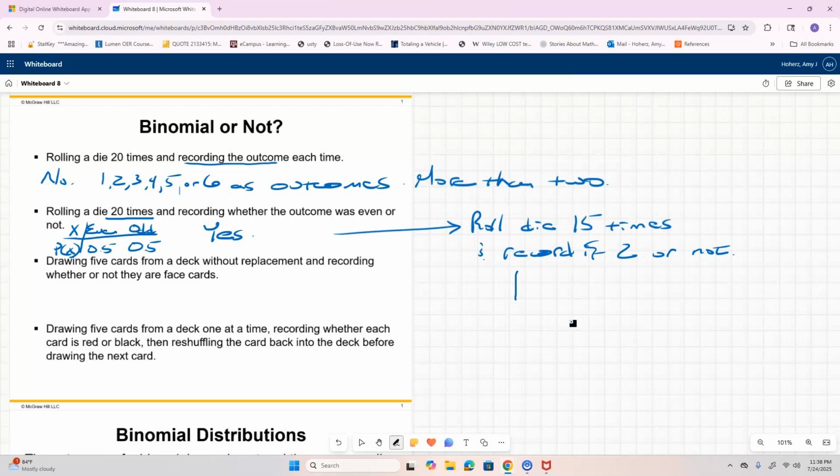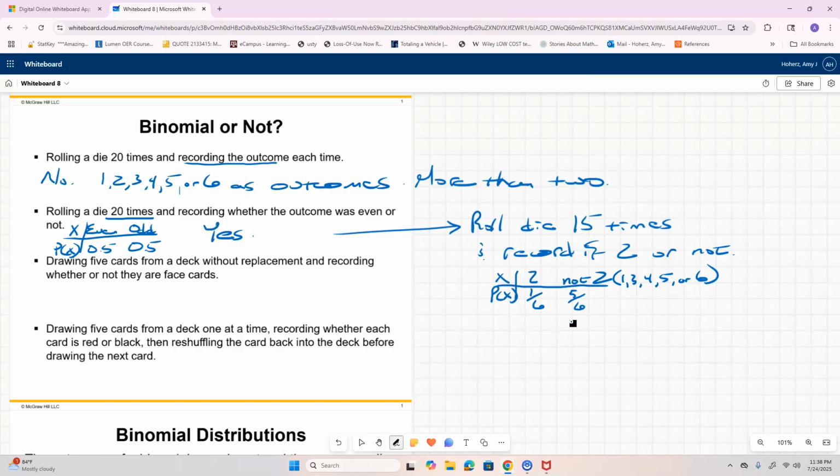So your binomial situation here would be a 2 or not a 2. Now, not a 2, remember, can be any of the other things. So that would be a 1, a 3, a 4, a 5, or a 6. As long as it's not a 2, it would be the alternate situation. So that makes it 2 outcomes. It's either a 2 or it's not a 2. Now in this case, the probability of rolling a 2 is 1/6, and the probability of rolling not a 2 is 5/6.